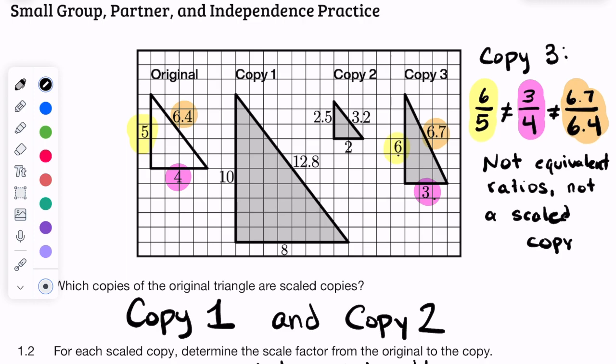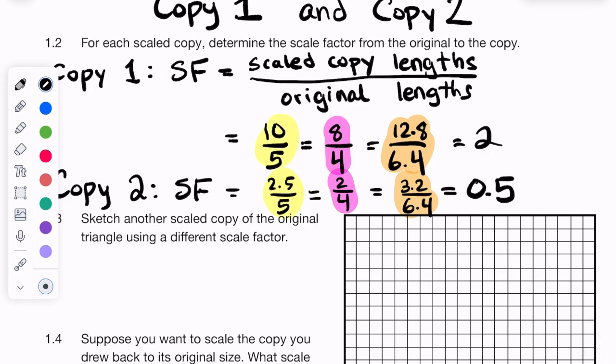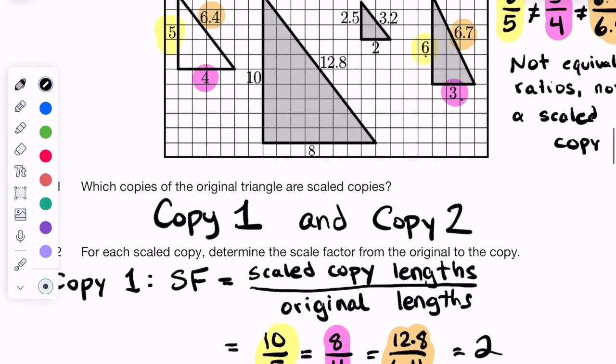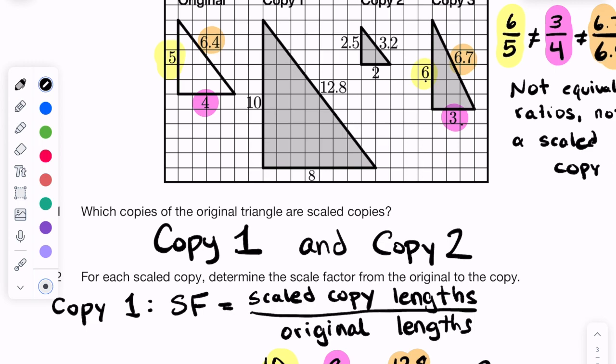Cool. All right, so moving on, we've now done 1.1 and 1.2, because 1.2 says for each scaled copy, determine the scale factor from the original to the copy. And then in 1.3, we're going to sketch another scaled copy of the original triangle using a different scale factor. So right now we've used a scale factor of 2.5. So I'm going to try to make a scale factor of 3. I just think that's the easiest here, but you could use another one. But 3 is probably the easiest.